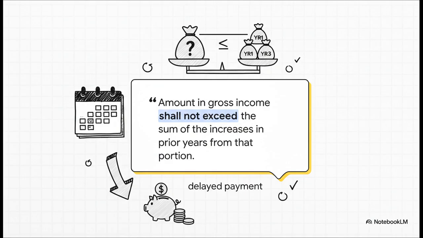The whole point of this section is to act as a limit. It's there to make sure that a taxpayer who gets one of these delayed lump sum payments doesn't pay a penny more in tax than they would have if the Social Security Administration had just paid them on time. It's a straight-up legislative fix for this whole timing inequity.